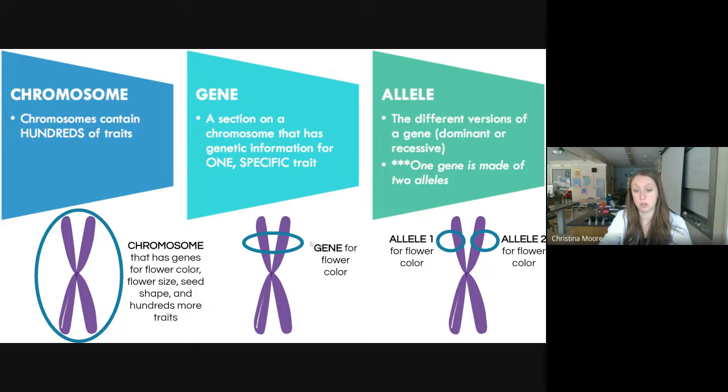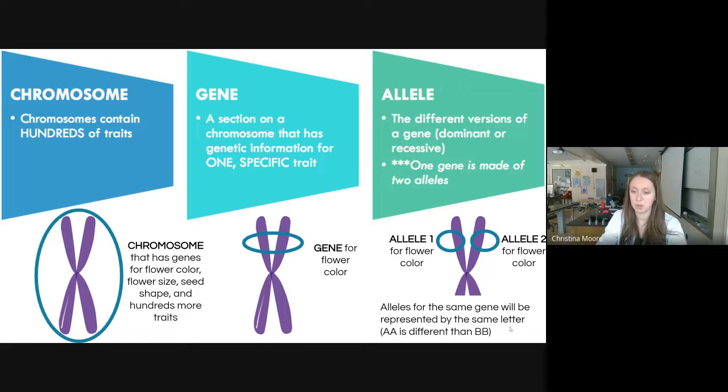So previously we circled the gene for flower color. Now there's one allele on one part of the chromosome that codes for flower color. There's a second allele across from that one that also codes for flower color. Those alleles could be dominant and recessive. They could be dominant and dominant. They could be recessive and recessive. There are different combinations of alleles that make up a gene.